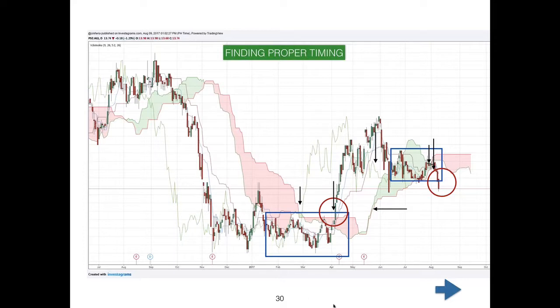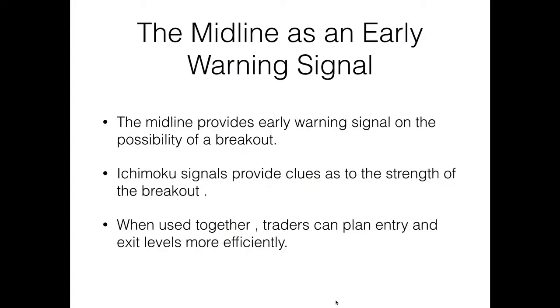So you get a sense of the proper timing if you add in the Ichimoku. If you draw boxes only, you don't know how long the box will be, how far the box will go along. So adding Ichimoku tells you the timing. Now the midline is used as an early warning signal for the possibility of a breakout. The Ichimoku signals provide a clue to the strength of the breakout. When used together, traders can plan entry and exit levels more efficiently.